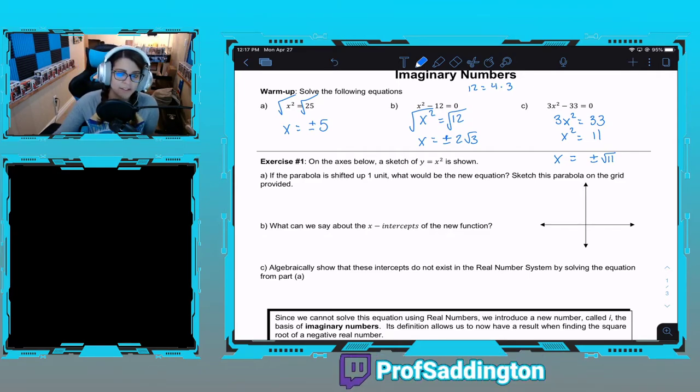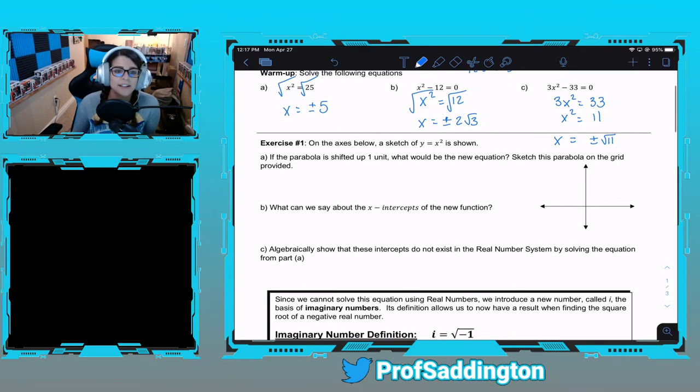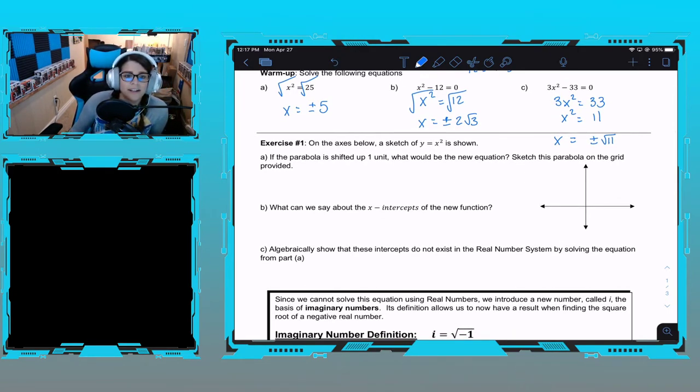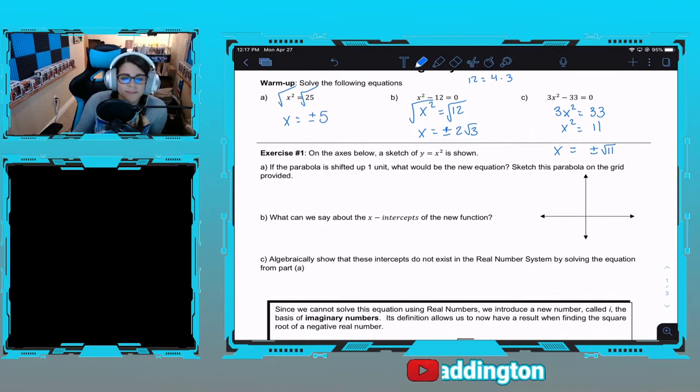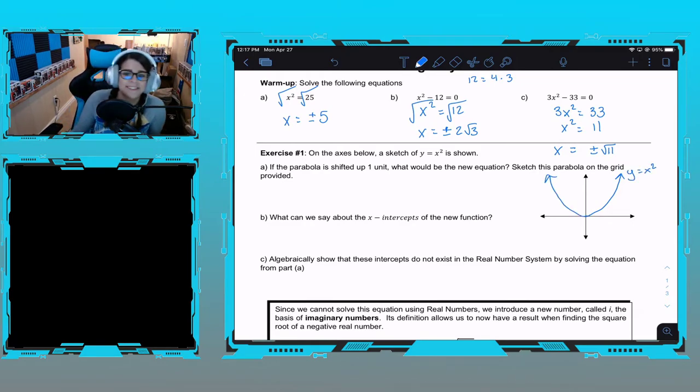Okay, so I was about to scroll on the wrong screen. Exercise 1. On the axis below, sketch y equals x squared. It's not shown, but as we know, it's just the parent function. So I will sketch it in. Now it's there.